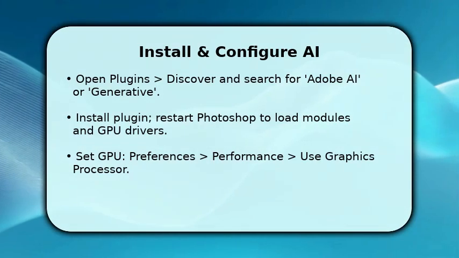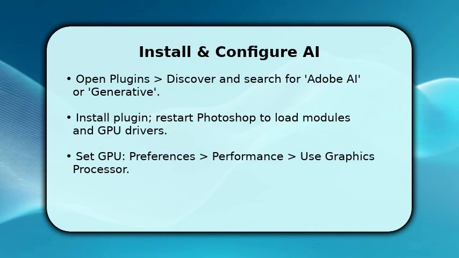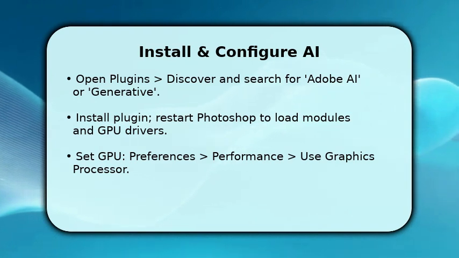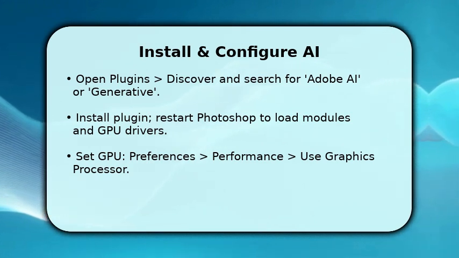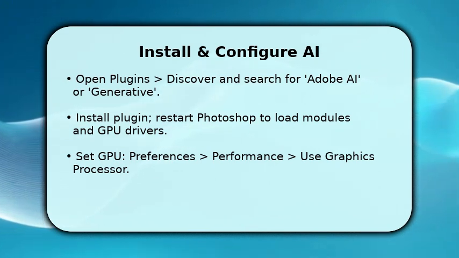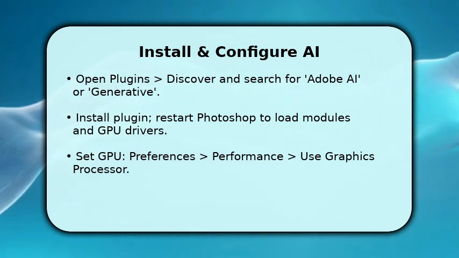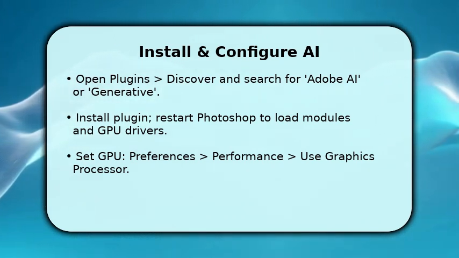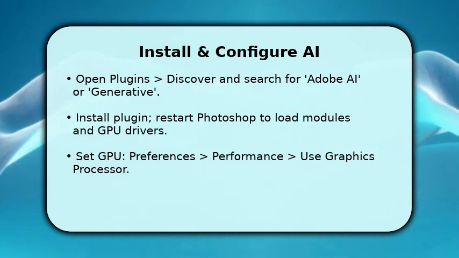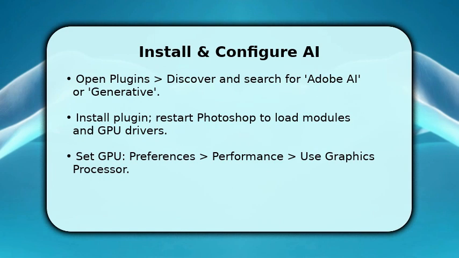Now you'll install and configure the AI extension itself. Go to Plugins Discover and search for the official generative or AI plugin, then click Install. This downloads the module and any dependent assets. After installation, restart Photoshop so the plugin initializes and the app can register GPU drivers. Then navigate to Preferences Performance and ensure Use Graphics Processor is checked. Choose the correct GPU and allocate appropriate memory. These steps let Photoshop offload heavy models to your hardware for smoother performance.